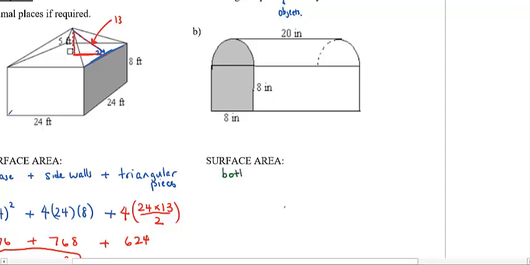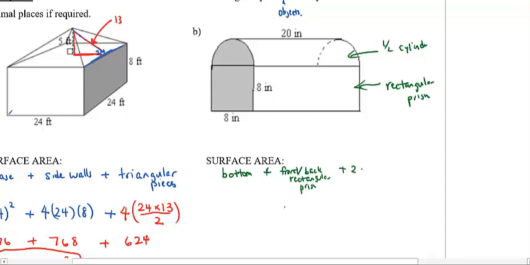Once again, I'm thinking there's the bottom, which is a rectangle, right? By the way, this here, this is a rectangular prism, if you can't see that. And the top is really like a half of a cylinder. So at the bottom, and then we have the front and the back of the rectangular prism. Then we have the sides, right? The 2 sides of the rectangular prism.